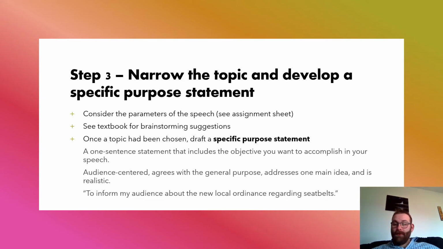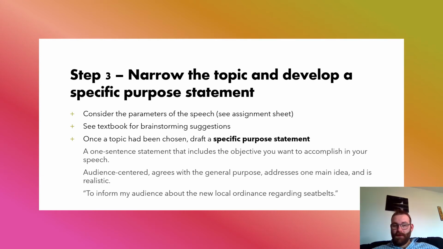After you know the general purpose, you need to come up with a specific purpose statement. Do not jump past this step. Do this so you stay on target. What you need to do is consider the parameters of the speech. Basically, look at the assignment sheet to know what the goal of the speech is. Review the textbook for brainstorming ideas. And when you come up to a topic that you want to work on and you want to speak on, draft a specific purpose statement. Follow the guidelines provided in the textbook and right here that I'm about to go over.